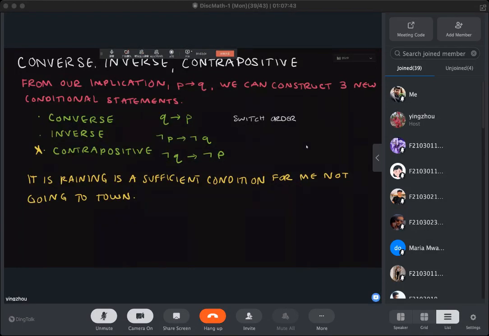The inverse is going to be the exact statement that I had, but I'm going to negate both. So if not P, then not Q. And the contrapositive is going to be switch and negate. So the whole ball of wax: switch and negate.